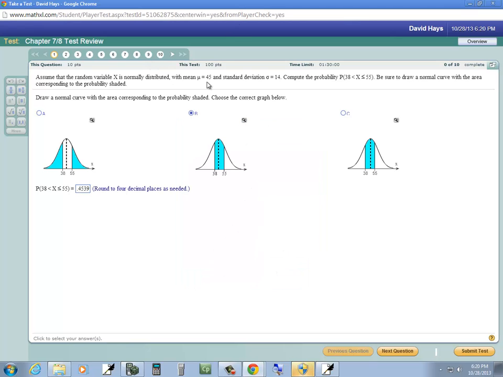Well, my mean is 45. The mean is exactly in the middle, the dotted line. So the difference between 45 and the small part of my shading, which is 38, would be 7. And the difference between the 45 and the 55, the larger part of my interval, would be 10. So the larger part should be on the right side. That's why I chose B.